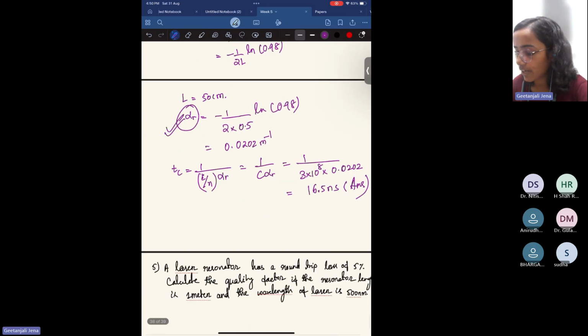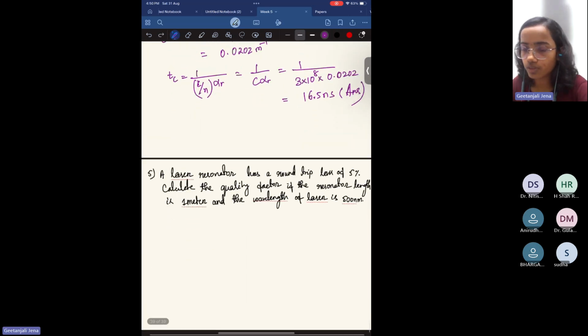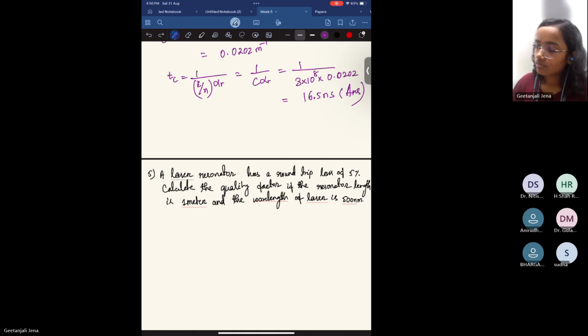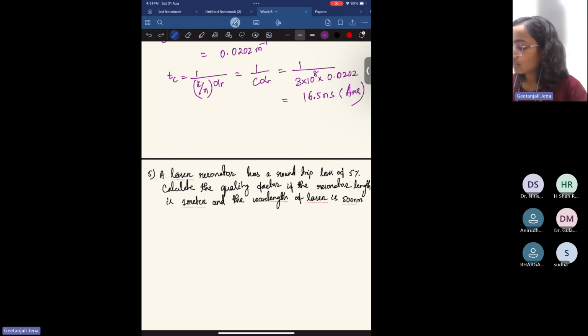Now we'll go through one final problem, then we'll move on to the spherical resonator part. So up to now, are the solutions clear to you? I think the solutions are okay for you. Then let us move to the next problem.